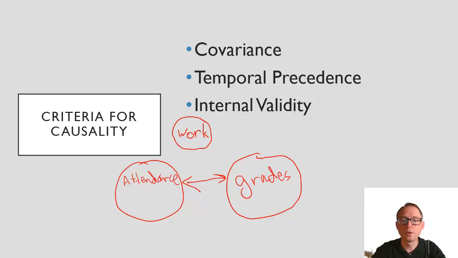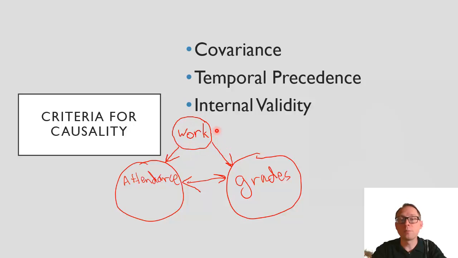For example, could it be that work is causing the change in attendance? That is, if you're employed, you're less likely to attend my class, my lecture. Could it also be that work causes a change in grades? That is, as you work more, your grades go down because you have less time to study. That means the correlation, the relationship between attendance and grades right here, is actually caused by a third variable called work.